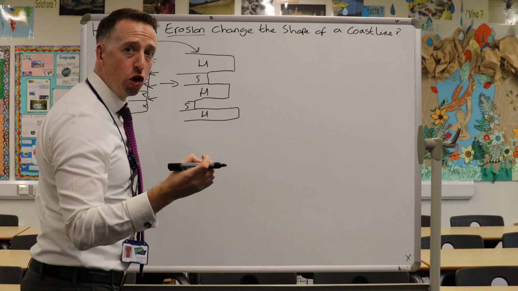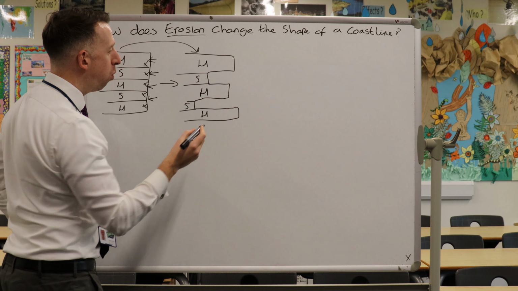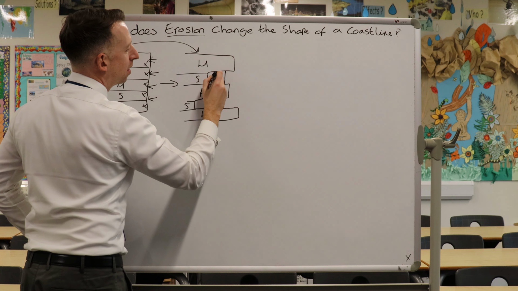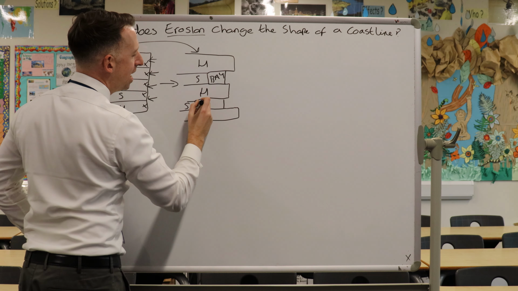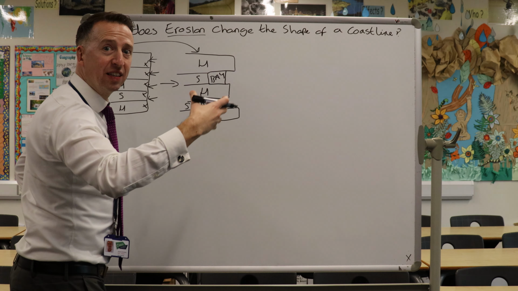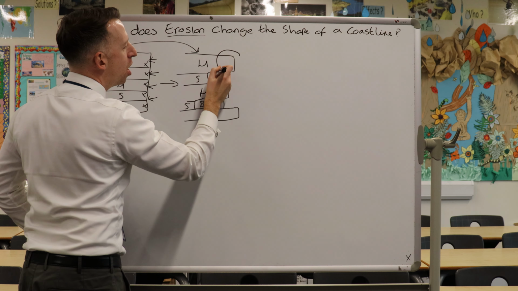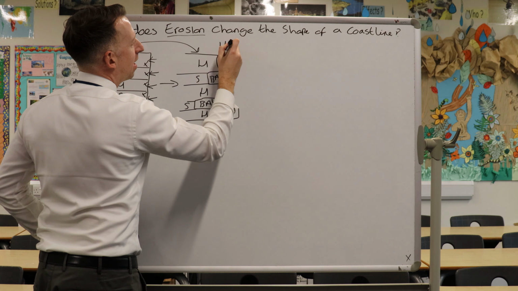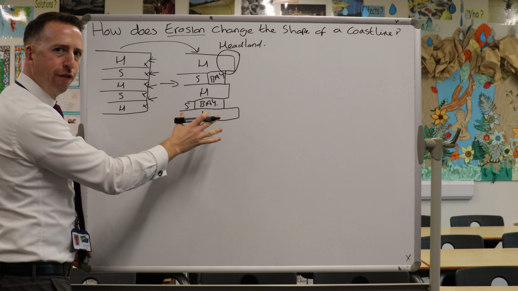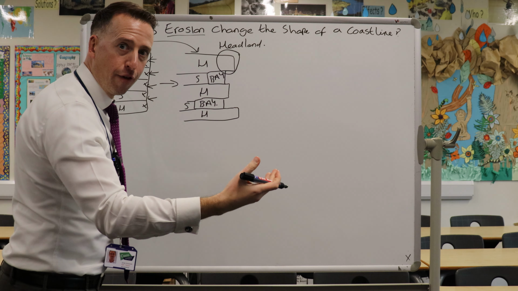This produces two different features. Number one, in front of the soft rock, we now get a bay, and the hard rock, which is left sticking out, will be known as a headland, hard rock headland. So that's the first change, but we can take it further.